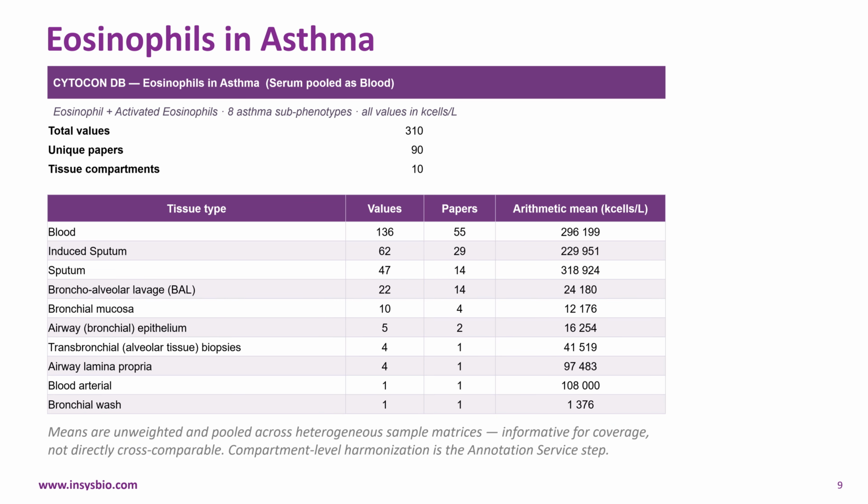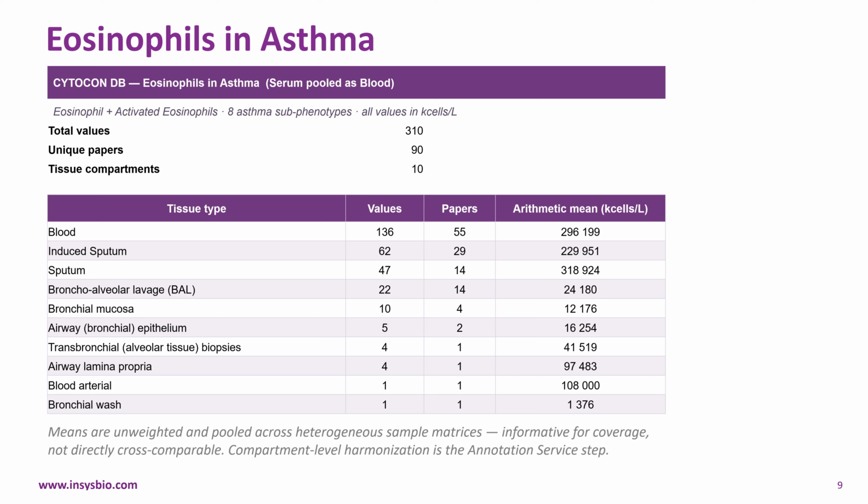Here's the cleaned up summary table for eosinophils and asthma. We're covering 8 asthma subphenotypes, with all values standardized to kilocells per liter, 310 total values, drawn from 90 unique papers across 10 tissue compartments. Blood accounts for the majority of values, followed by induced sputum and bronchoalveolar lavage. The remaining compartments are represented more sparingly.